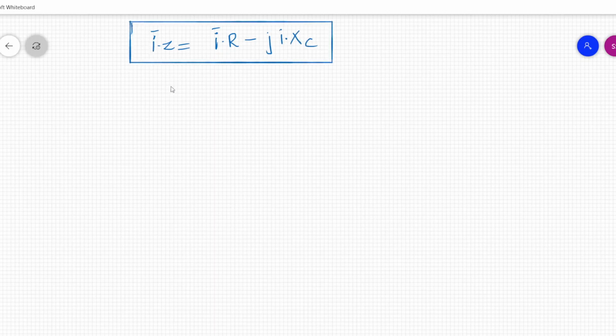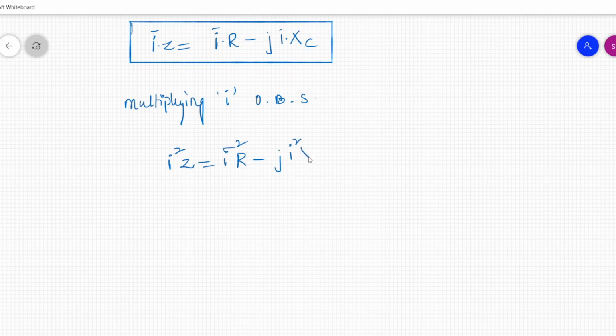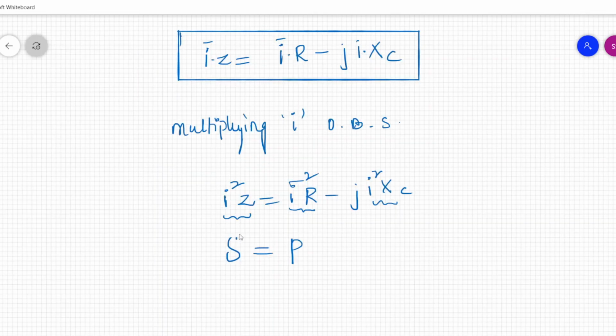Now I bar into Z, so I'm multiplying current on both sides. That will be I square into Z equal to I square R minus j into I square XC. So this I square into Z is nothing but our apparent power, I square into R is our real power, and I square XC is our reactive power. So S bar equal to P bar minus j into Q bar.